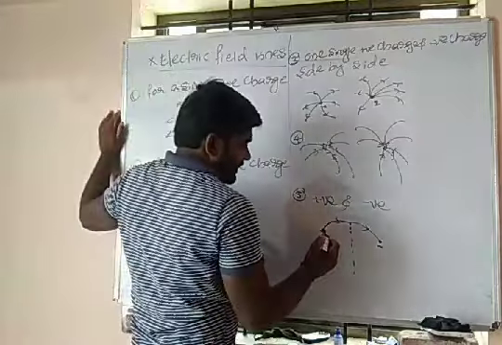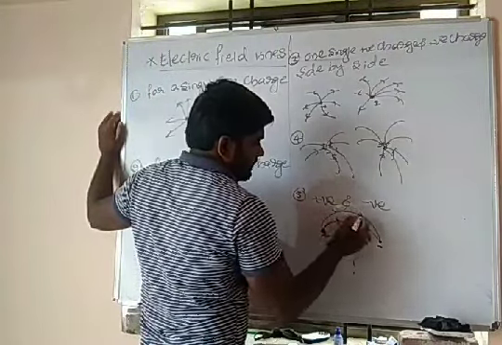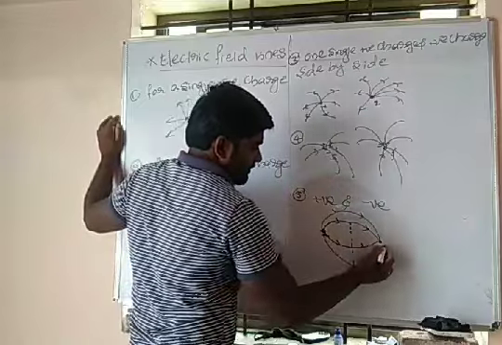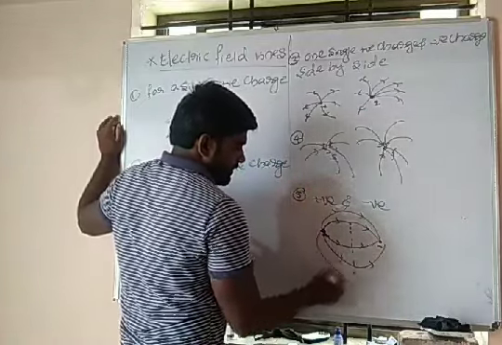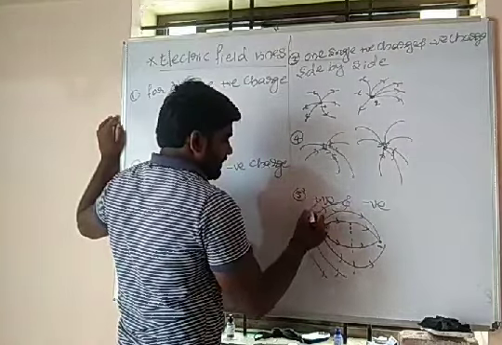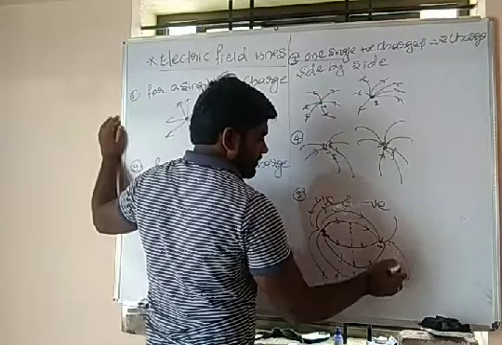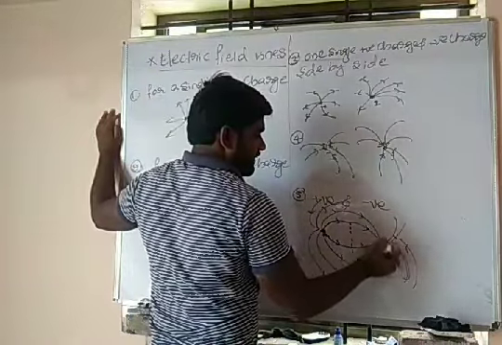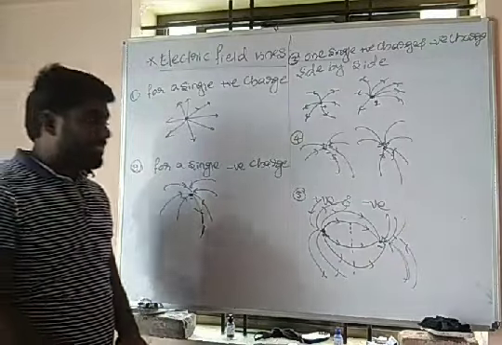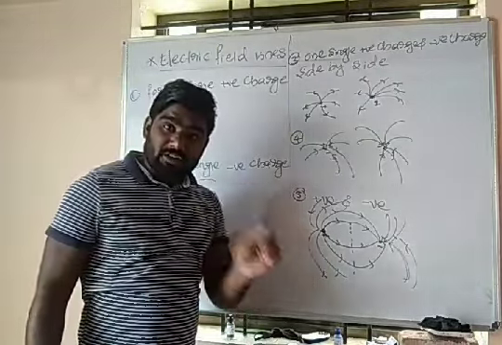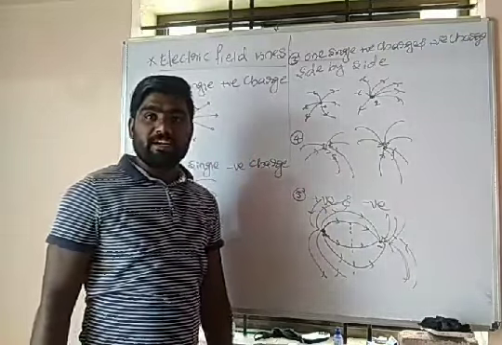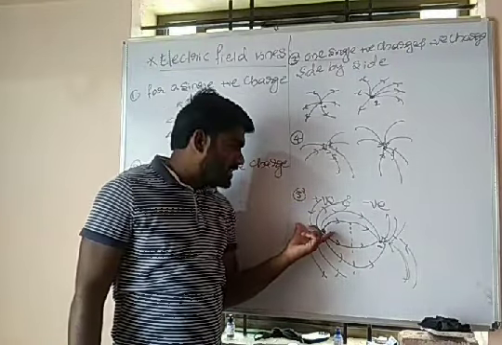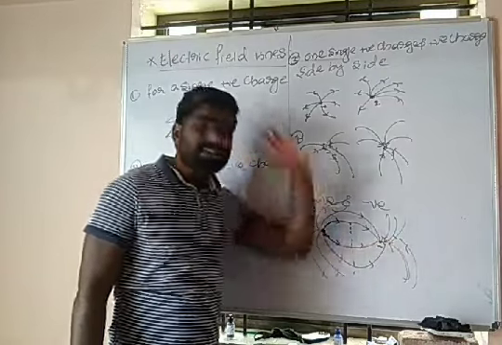Similarly, here also the same: radially outward, for this radially inward, for this radially outward, radially inward, like this the electric field lines will come. So these are very important; for 2 marks he may ask me a question. From this we can conclude a very important property of electric field lines: the electric field lines start from a positive charge and end at a negative charge.